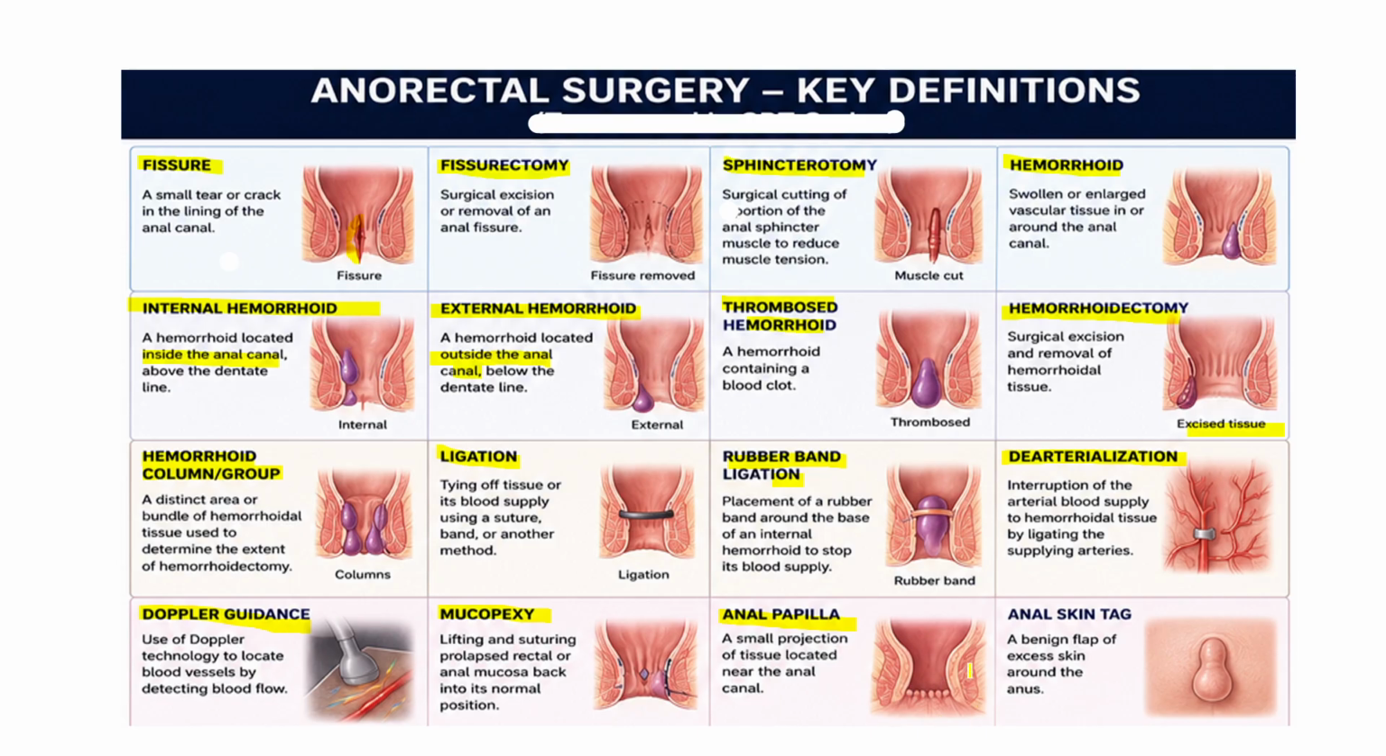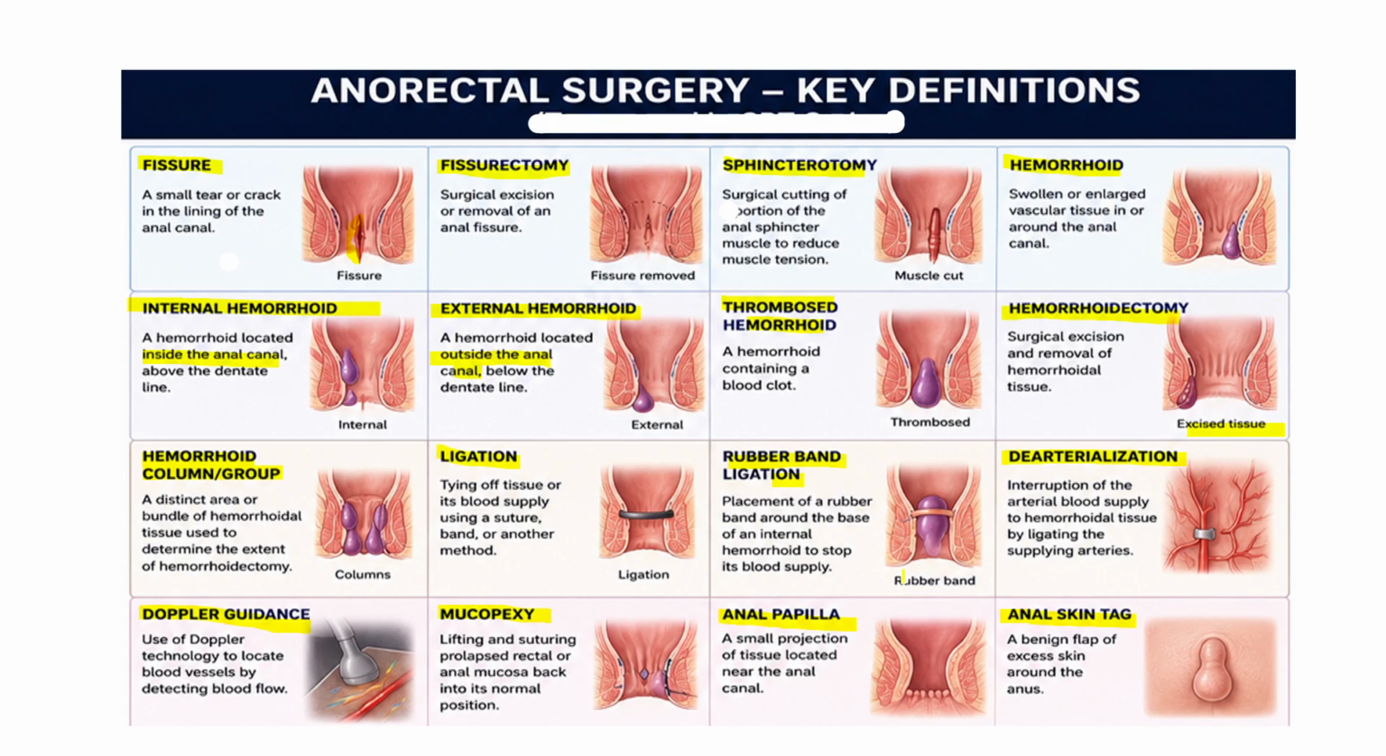Okay, next we have the anal skin tag. In an anal skin tag, there is a benign flap of excess skin around the anus. You can see a benign flap of excess skin around the anus, we call it the anal skin tag. Okay, so this completes the key definitions.